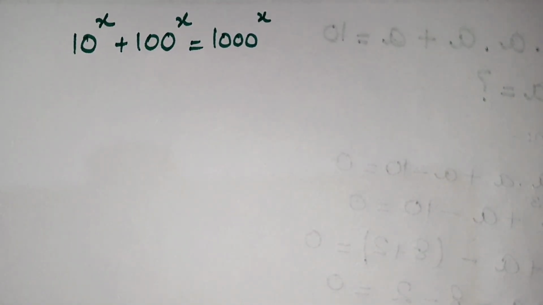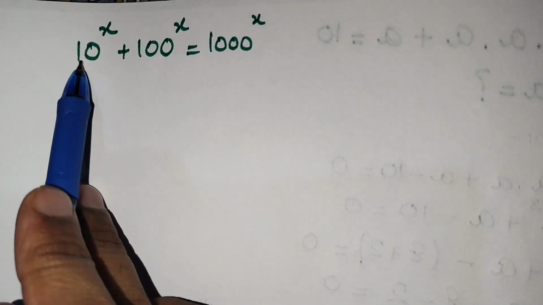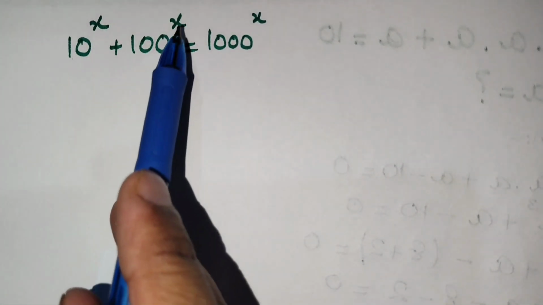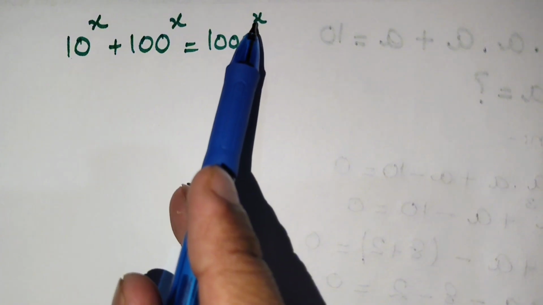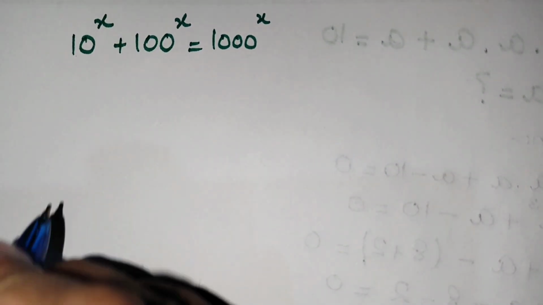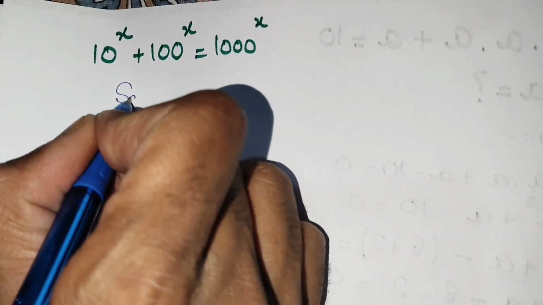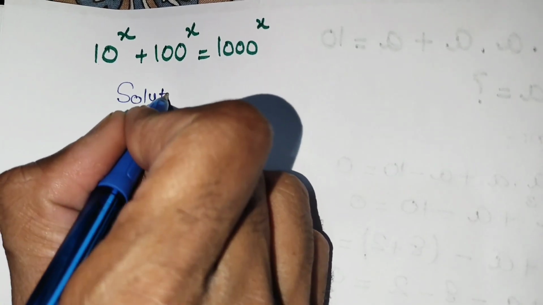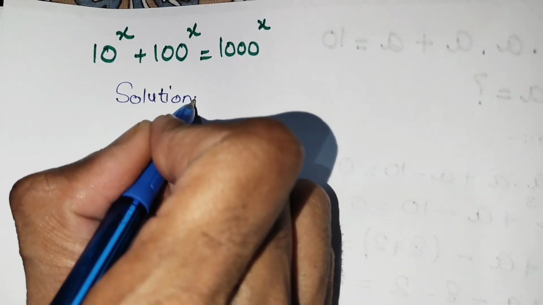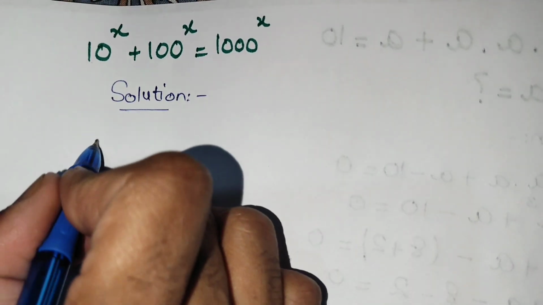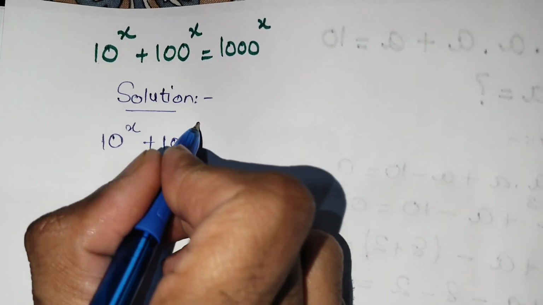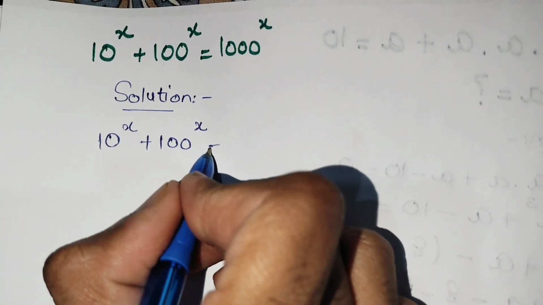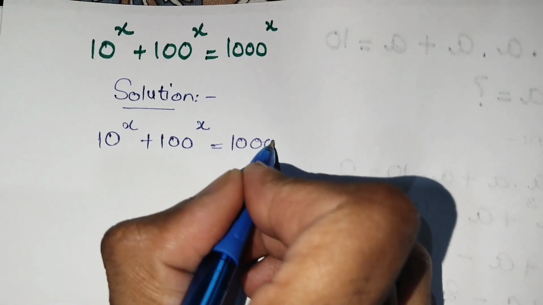In this video we will solve 10 power x plus 100 power x equals 1000 power x. Find the value of x. So we will start the solution of this question. We are given 10 power x plus 100 power x equals 1000 power x.